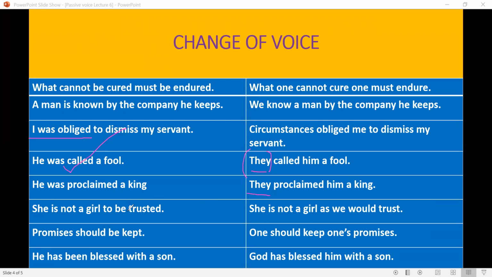"She is not a girl to be trusted." She is not a girl whom we would trust. To be trusted, who is saying this? This is "we." We should not trust her. "Promises should be kept." Who should keep the promise? One should keep one's promise.